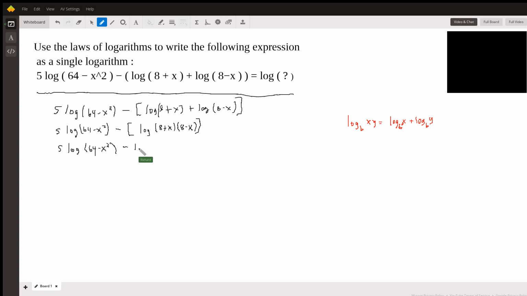So this is the log of 64 minus x squared. Now, if you can't do that in your head, that's okay. Just take it over here. We'll put it up here, say 8 plus x, 8 minus x, and then just foil it out by hand over here, on some scrap paper, and you're going to get 64 minus x squared.